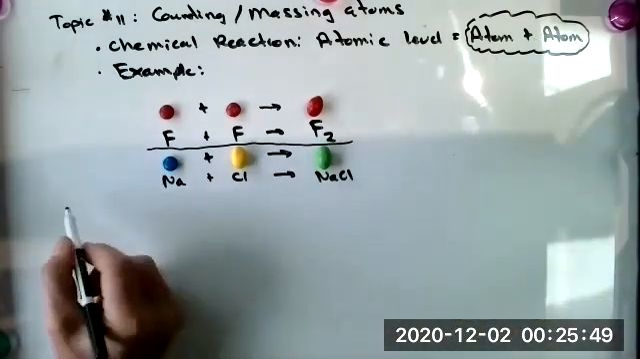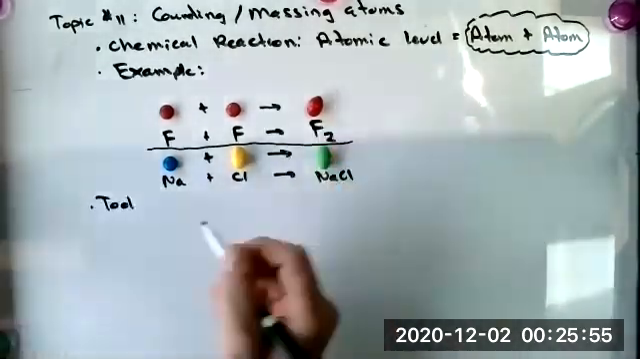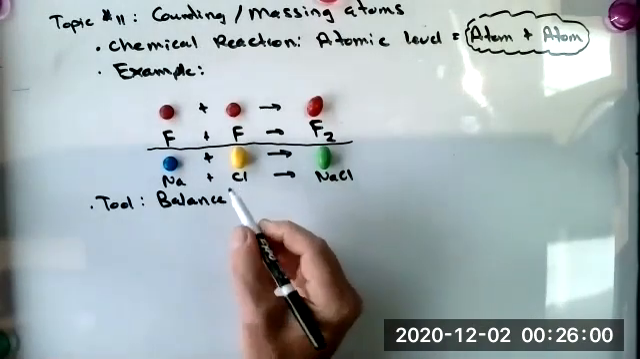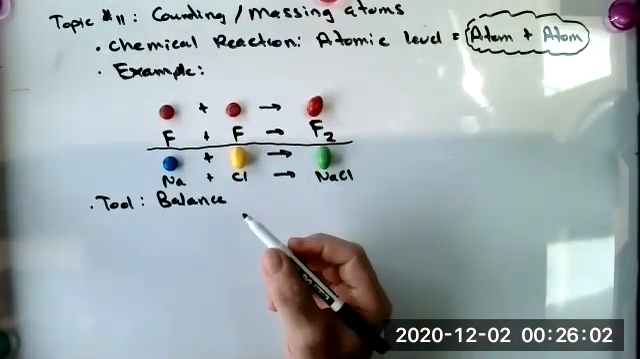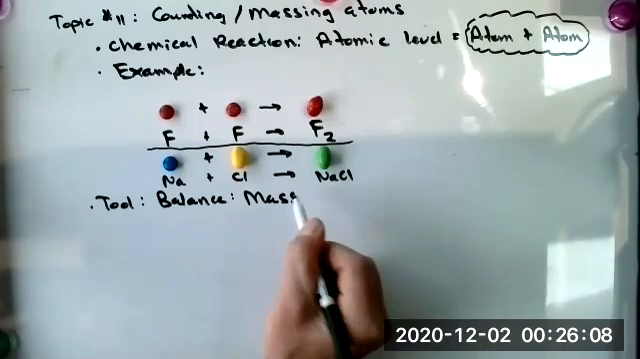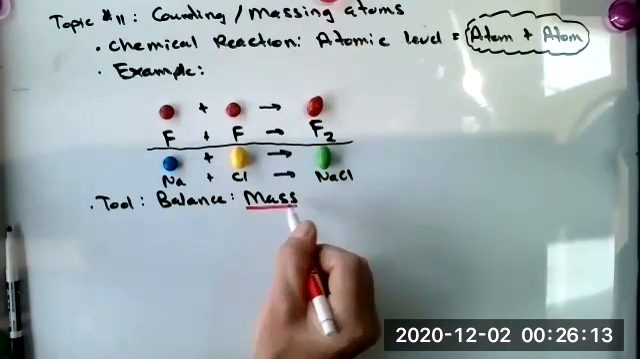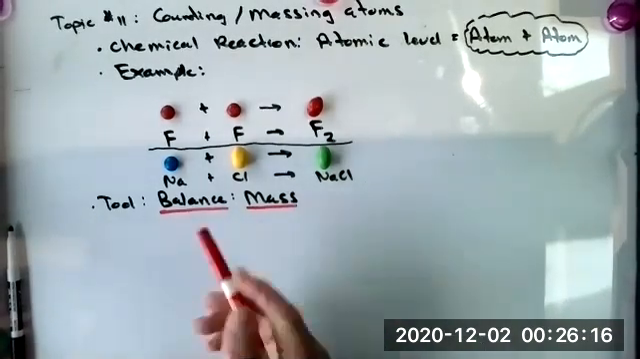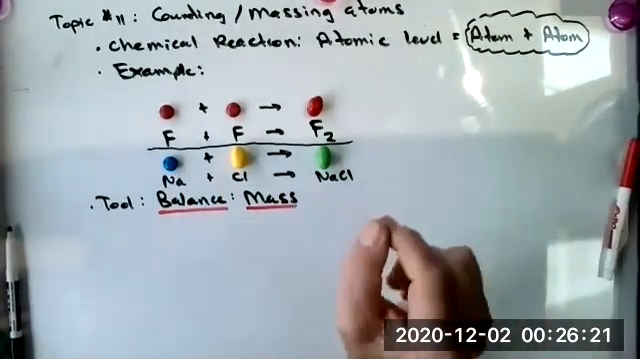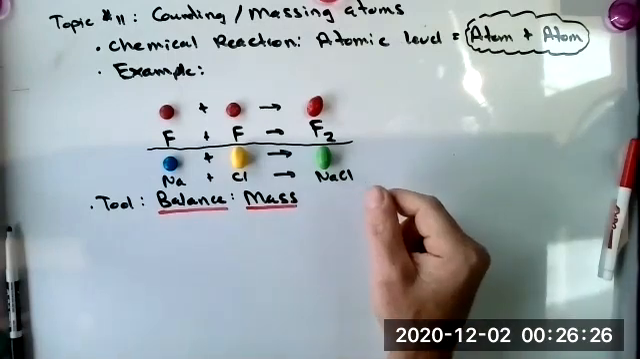The only tool that man has when it comes to combining atoms is the balance, or a scale. And you guys know at your level that a balance can actually measure mass. Okay? That's the only tool that man has at his disposal when it comes to taking atoms and combining them together. But again, there's a problem with mass when it comes to atoms.